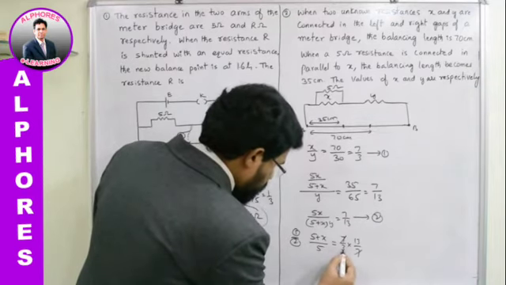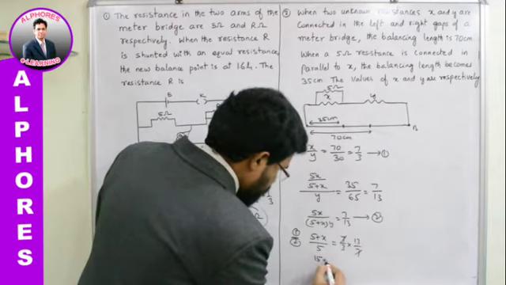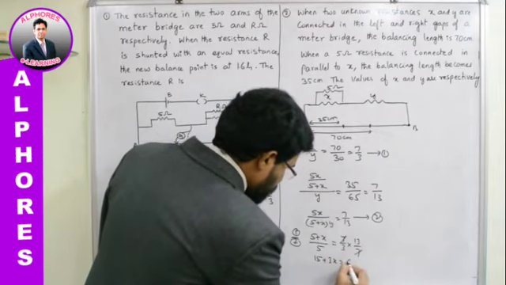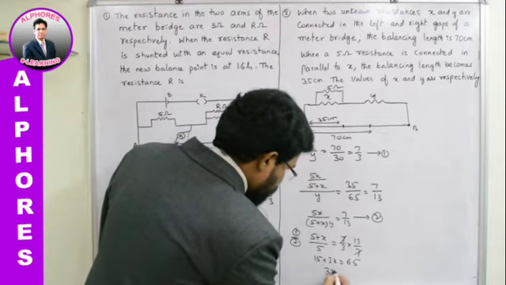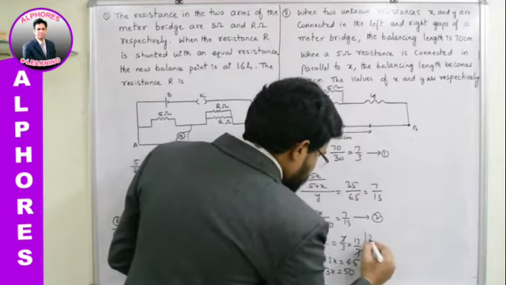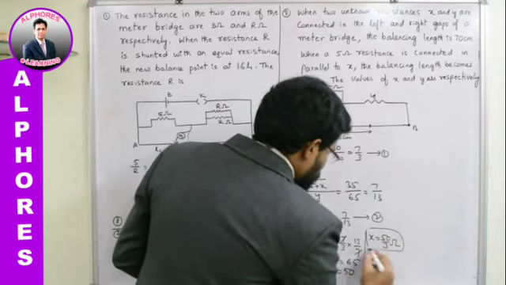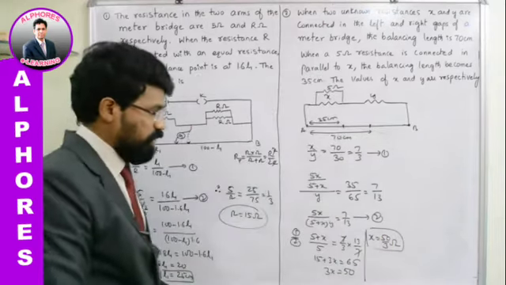So what you will have here, 3 5s are 15 plus 3x is equal to 65. So 3x is equal to 50. That implies x is equal to 50 by 3 ohms. So what is the value of x? X is equal to 50 by 3 ohms.